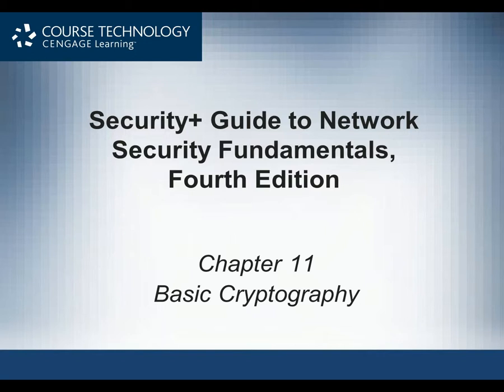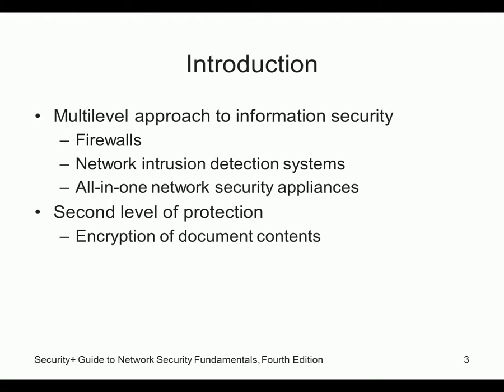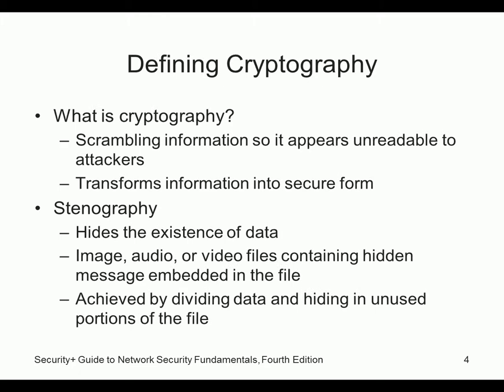All right, this is chapter 11, basic cryptography. This is the multi-level approach. We have firewalls, network intrusion detection, and security appliances, but then we can also add encryption. So what is it? Basically, it's taking our data and mixing it up so no one can see it. Like I said, scrambling information so it appears unreadable, transferring it into a secure mode.